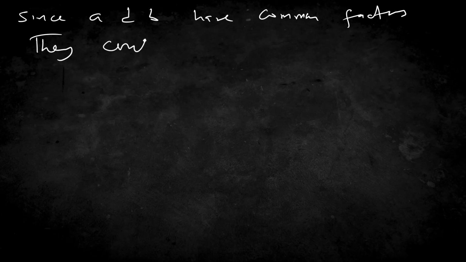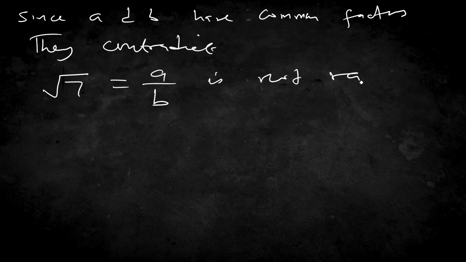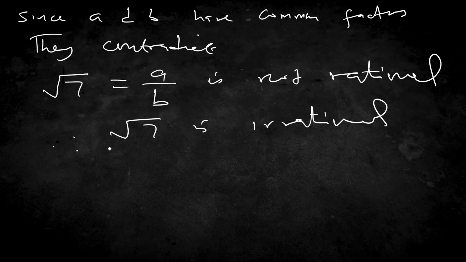Therefore, since a and b have common factors, they contradict. Therefore, root 7, which is the same as a over b, is not rational. Therefore, root 7 is irrational. All right.